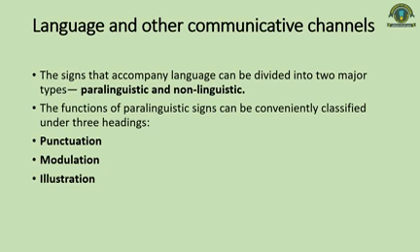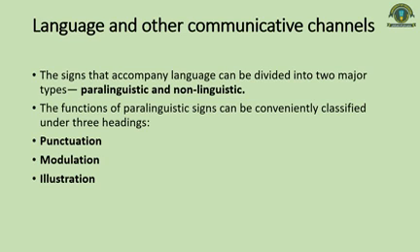Now we'll talk about language and other communicative channels. Students, the prototypical scenario for linguistic communication is two people engaged in face-to-face conversation. And of course, in such an encounter, language signals are exchanged. But normally there are many other types of signals, and these also modify, supplement, or facilitate our linguistically encoded message.